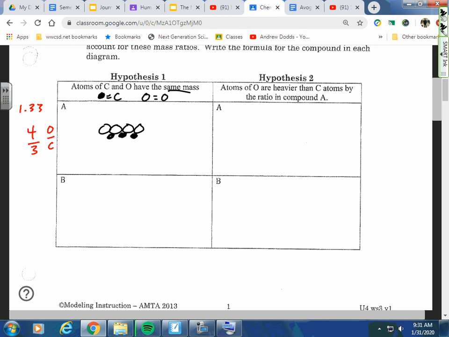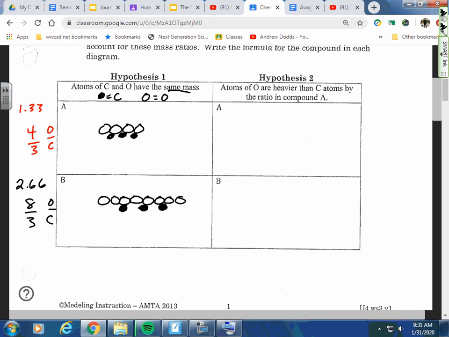This ratio down here for B was 2.66, or 8/3. So if I did that, to keep the masses working out right, I would have 8 circles stuck to 3. So that mass ratio would make sense. That would be an 8 to 3 ratio.